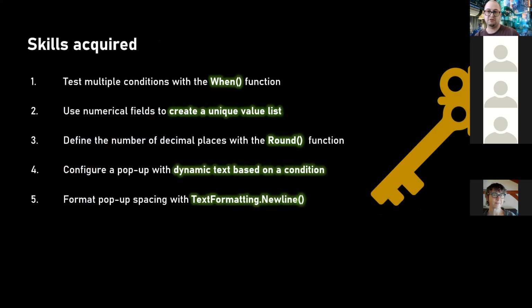So let's talk about what we just saw. We learned a third way to do conditional expressions, and that's the when function. We use numerical fields to create a unique value list. We define the number of decimal places we wanted to output using the round function. We configured a pop-up with dynamic text based on conditions. And we also learned about the text formatting .newline in order to format our pop-up spacing.